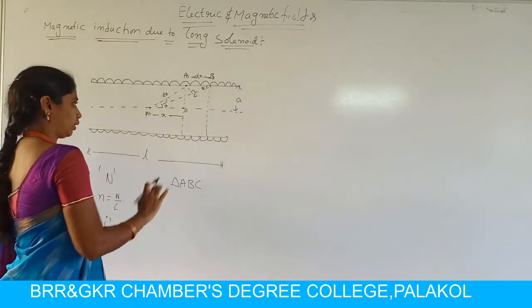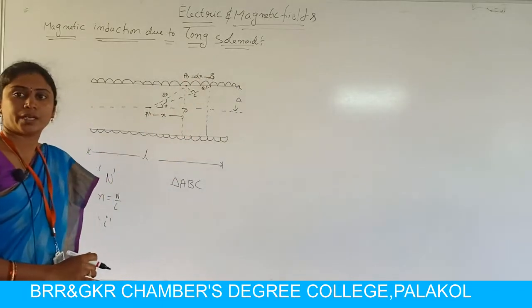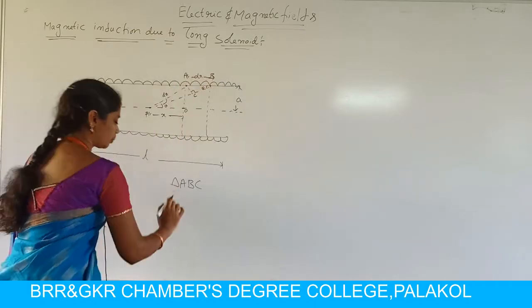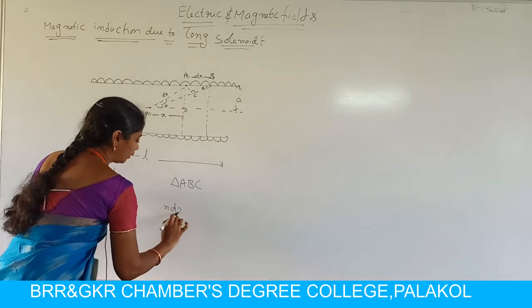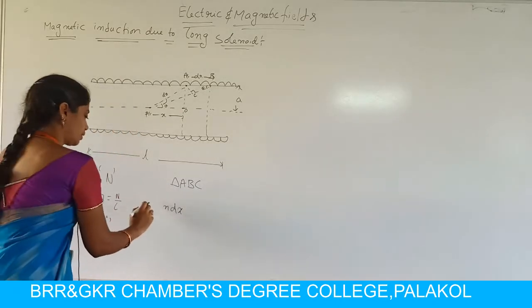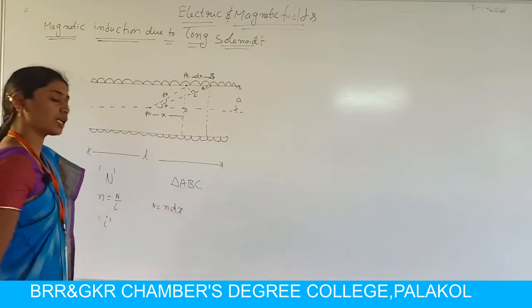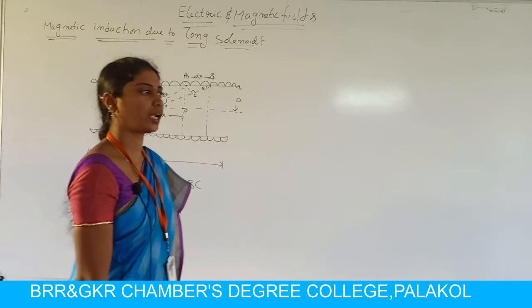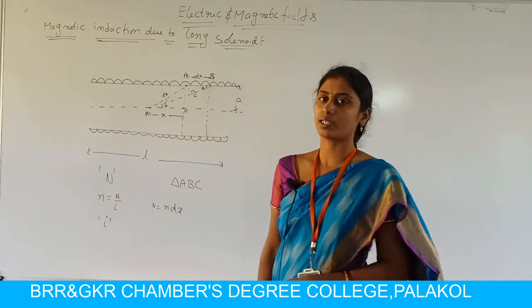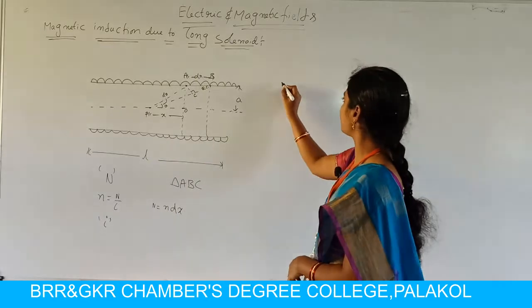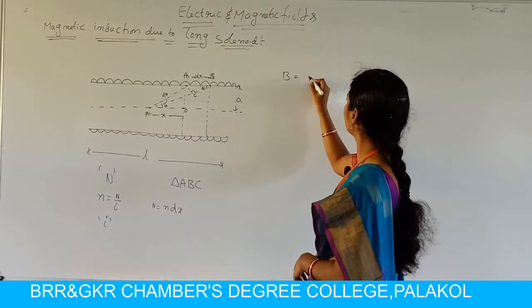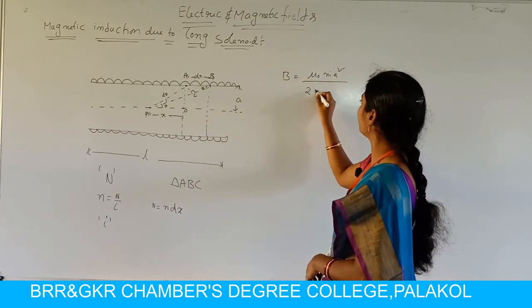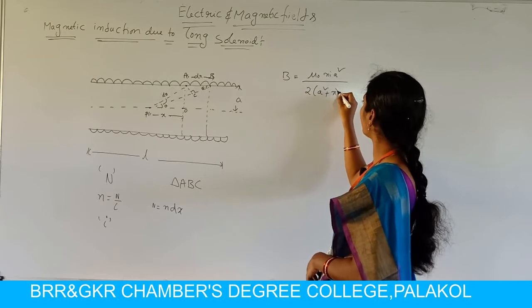Here we consider a small part of the solenoid with length dx. The number of turns in this small part is n dx. We know the magnetic field induction for a circular loop, which we calculated in our last session: B equals mu naught N I a square by 2 into a square plus x square whole power 3 by 2.